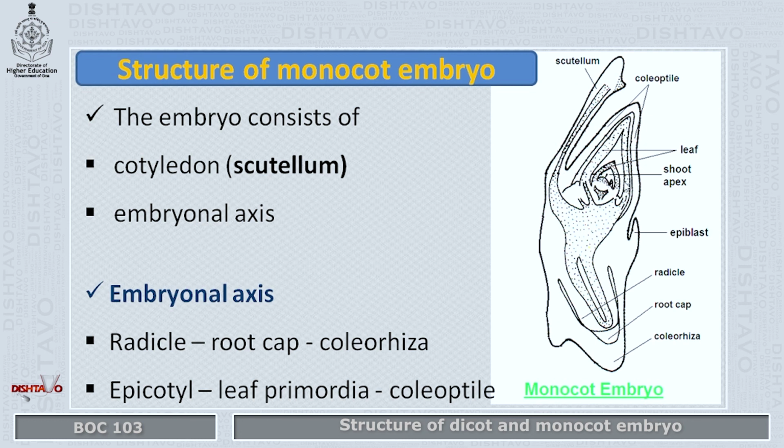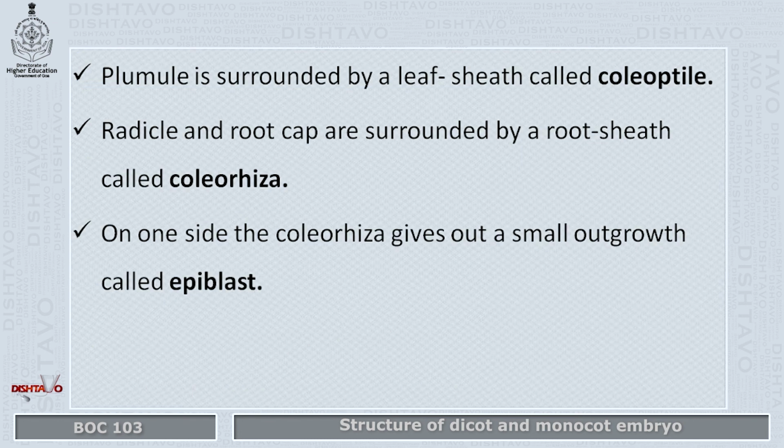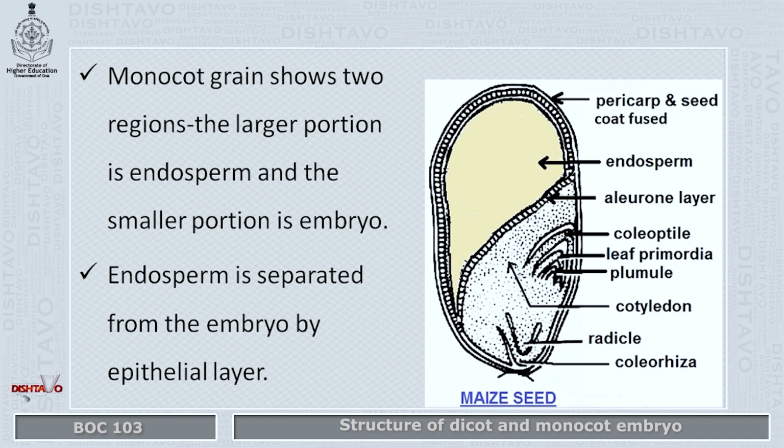On one side of the embryonal axis, there is a small extended structure which might be present in some of the embryos, which is called the epiblast. This epiblast is probably the remnant of the second cotyledon. Its function is not known.